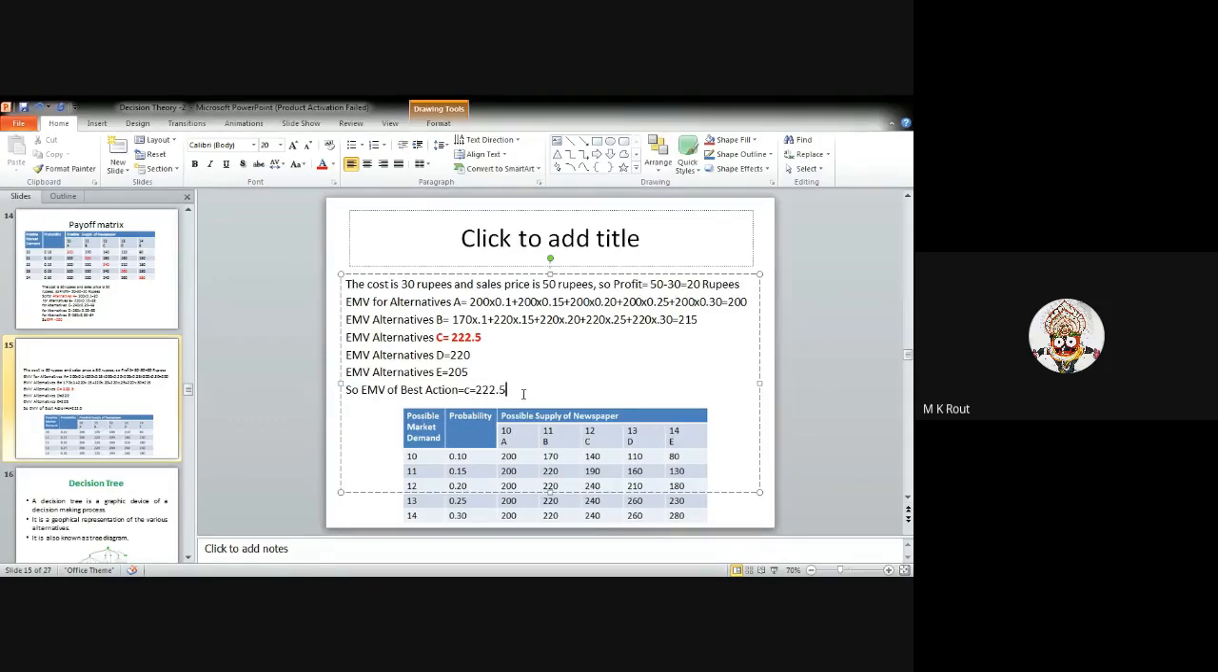Then put this value in case of calculating the EVPI. That means the EVPI we have already calculated, that is 250 minus 222.5. Let us write the formula here. It is EVPI equals to EVPI minus EMB. 250 minus 222.5 equals to 27.5. Exactly, that is the answer.